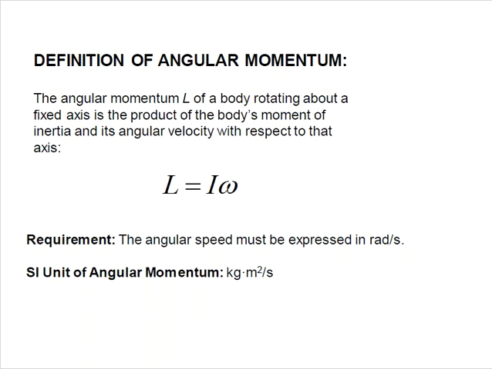Angular momentum. Remember, linear momentum would be P equals mv, so our momentum equals mass times velocity. Well, here we have angular momentum is equal to your moment of inertia, your mass equivalent, times your angular speed. And your angular speed is going to be expressed in radians per second.